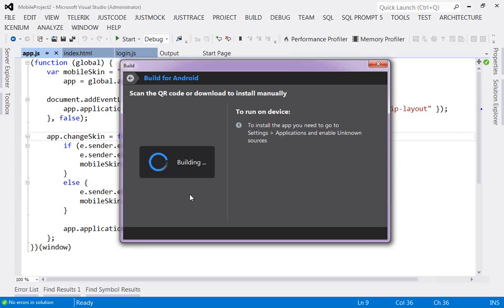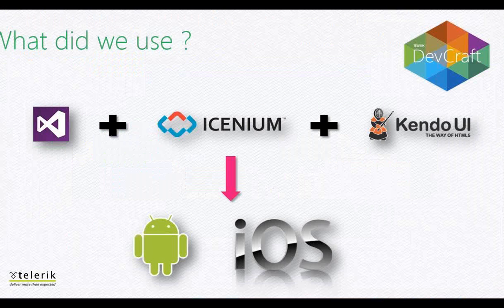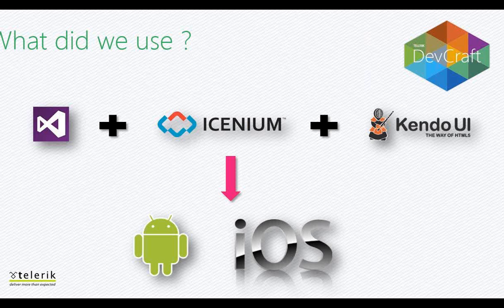Well, we'll come back to this. Let's move ahead. So this is what it was. We used Visual Studio, we used Icenium, the extension from us, from Telerik, and then Kendo UI. When you use these three, you are able to produce a package for Android and a package for iOS right from your Visual Studio.